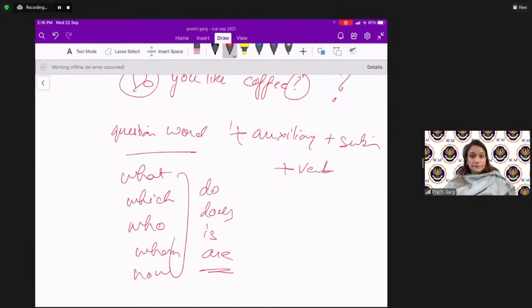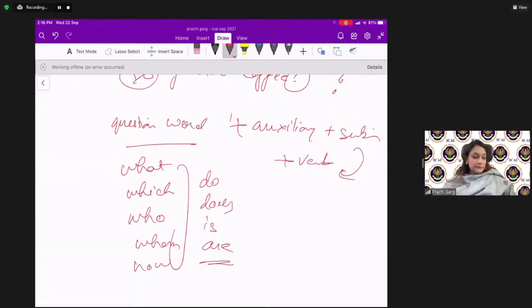Okay, are we clear? Yes, the placing can change according to the questions here. Are we clear about the interrogative sentences and declarative sentences? Is there any confusion that anybody has?